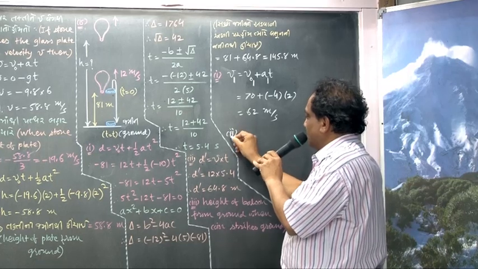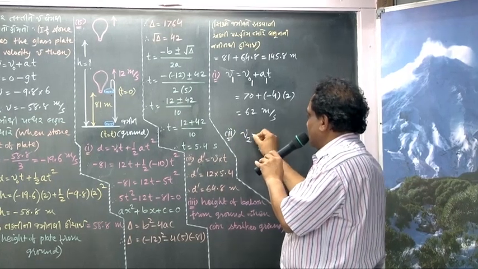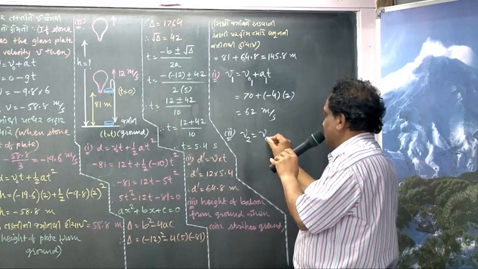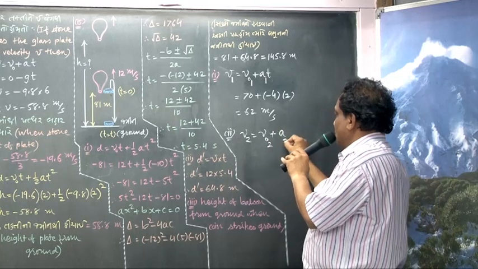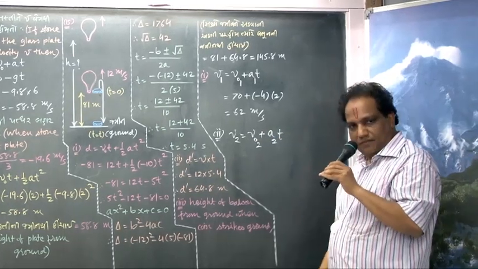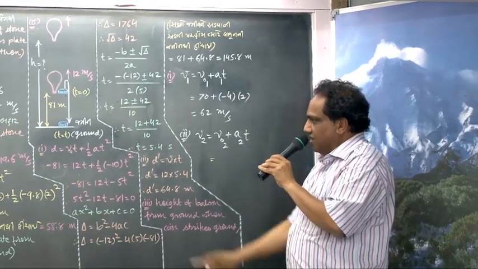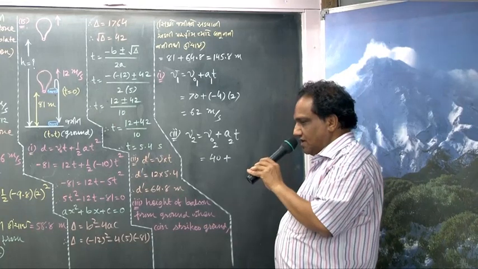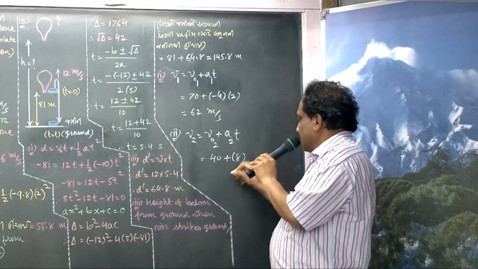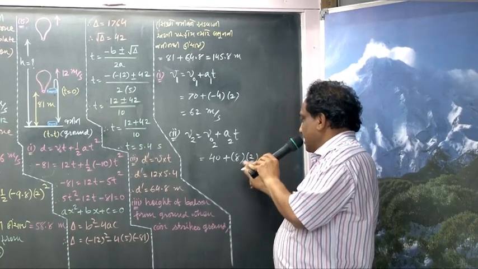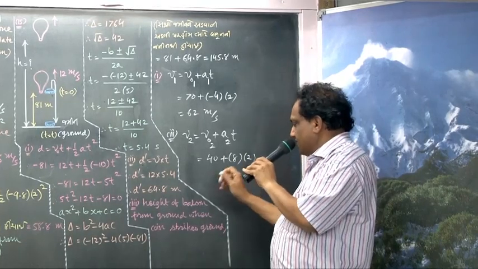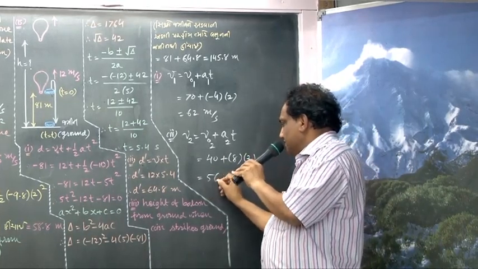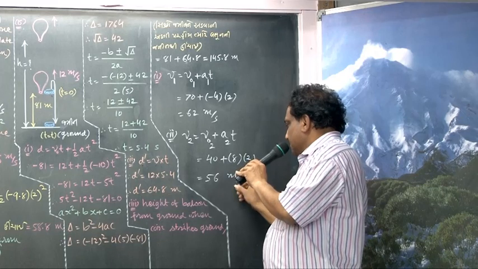What about the velocity of the second particle? V2 equals V02 plus A2 into t. What is the initial velocity of the second particle? 40 meter per second. What about the acceleration of the second particle? 8. Time is 2 seconds. 8 times 2 is 16, plus 40, 56 meter per second.